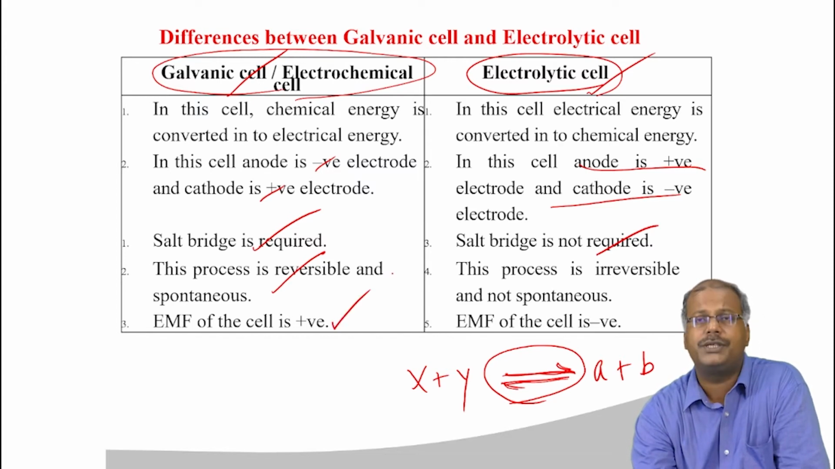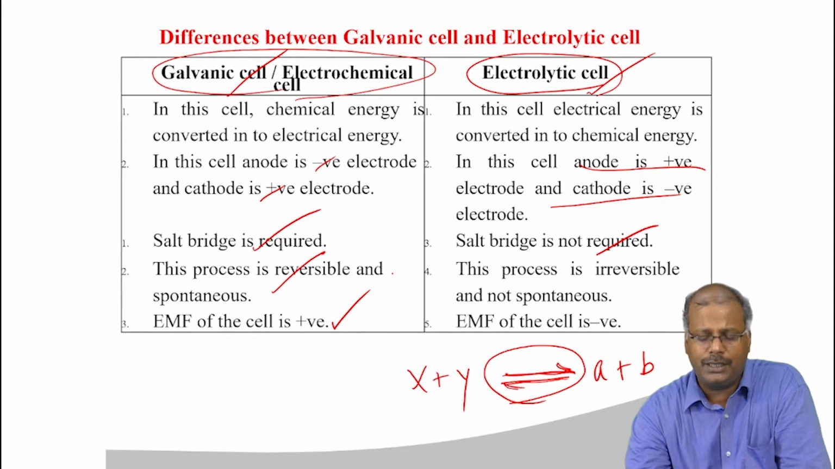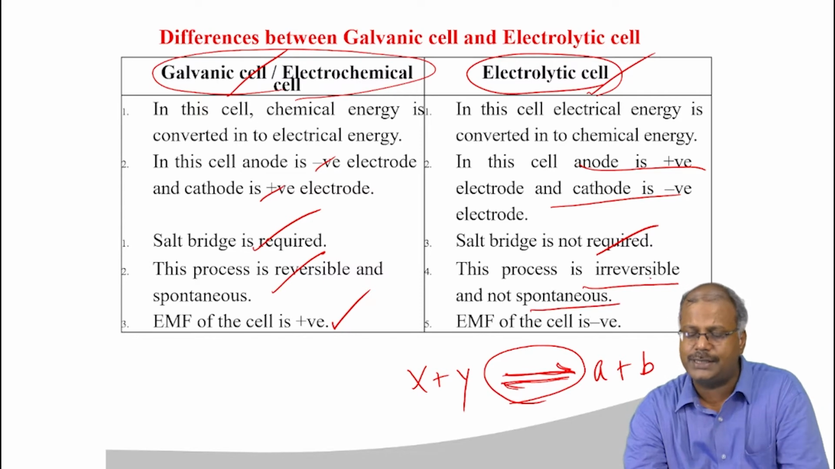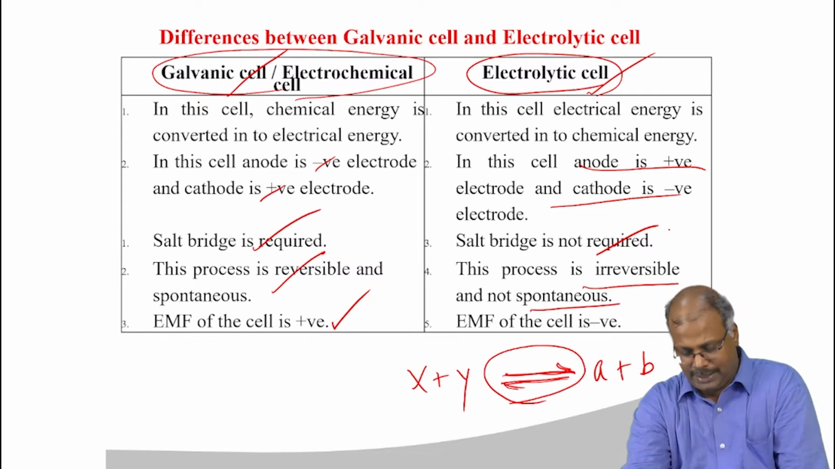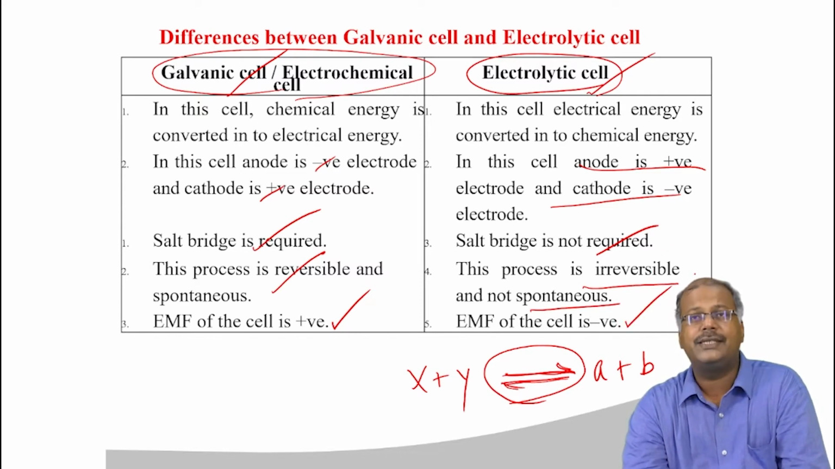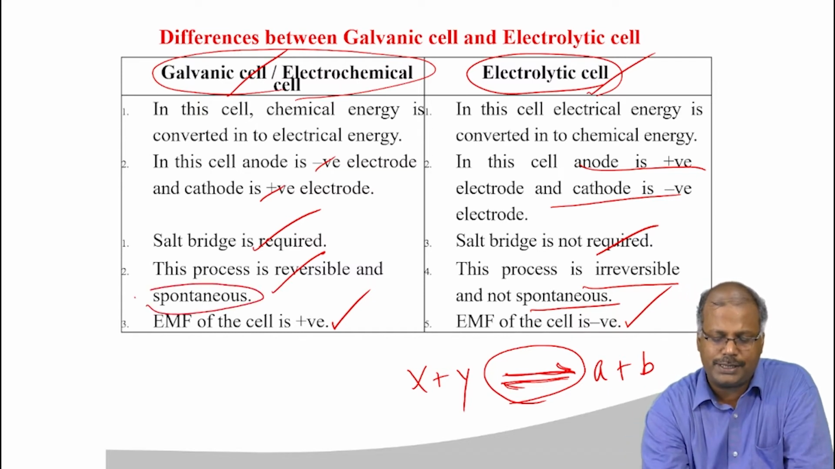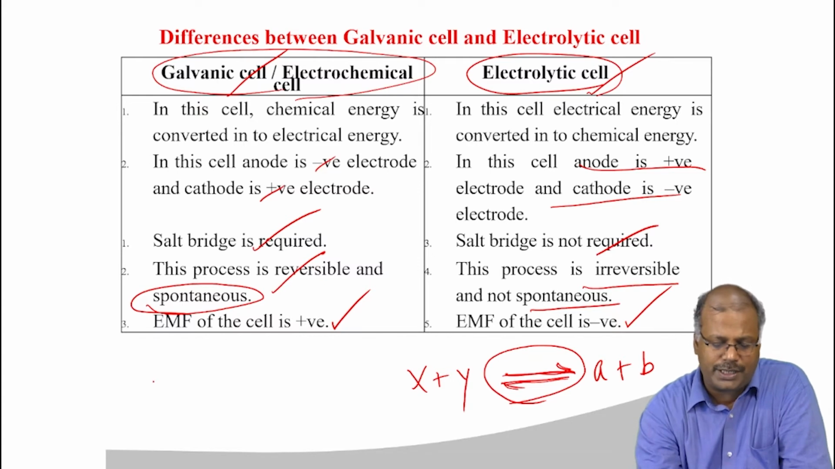The EMF of the cell is positive for an electrochemical cell, and the process is irreversible and non-spontaneous in an electrolytic cell, and the EMF of the cell is negative in an electrolytic cell. So what is meant by spontaneous? So we will see.